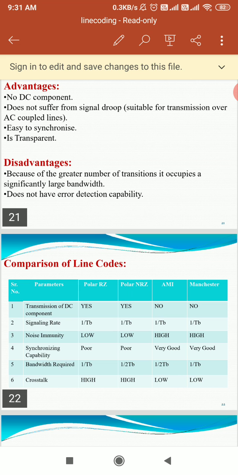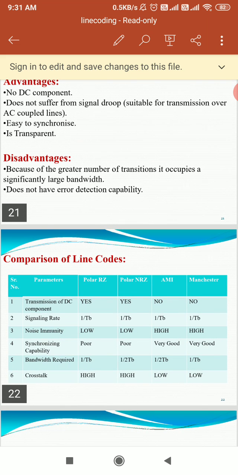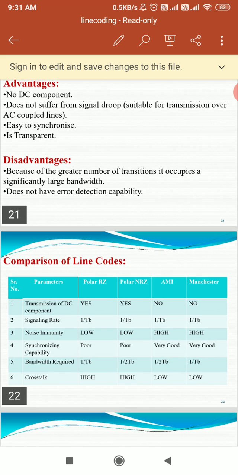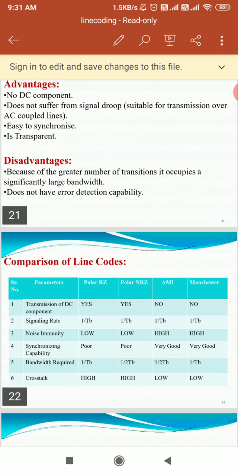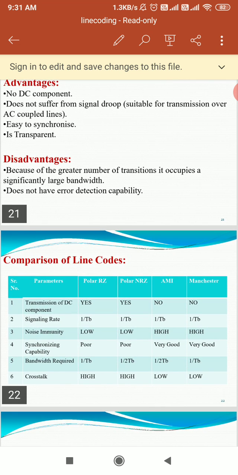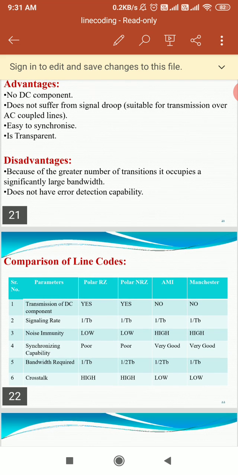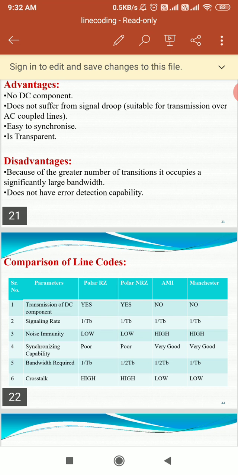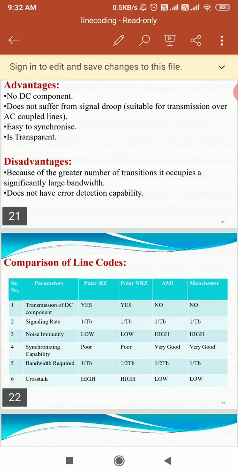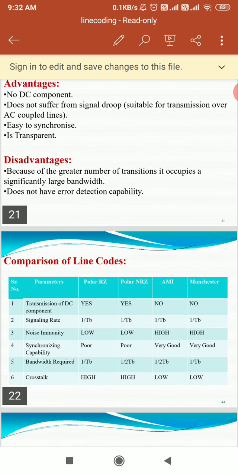When we talk about the different types of encoding, we have seen that in unipolar we use two levels, 0 and 1. In polar, we consider positive as well as negative levels, and we do not consider the 0 level. And bipolar, or AMI, is what we call pseudo ternary. It means alternate mark inversion, so it considers three values: positive, negative, as well as 0.